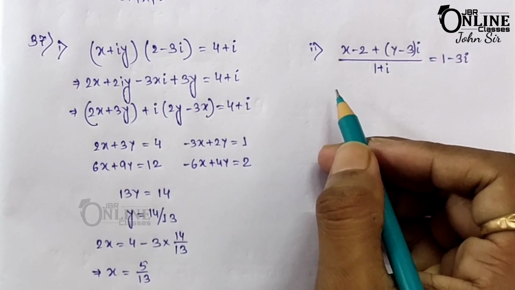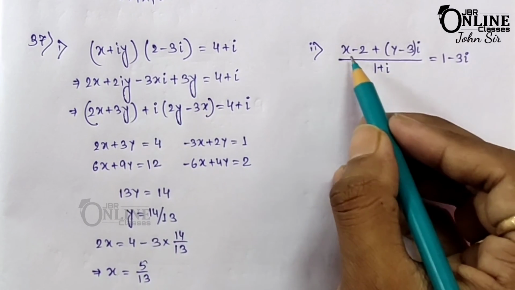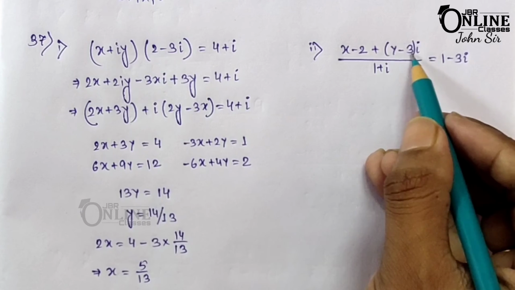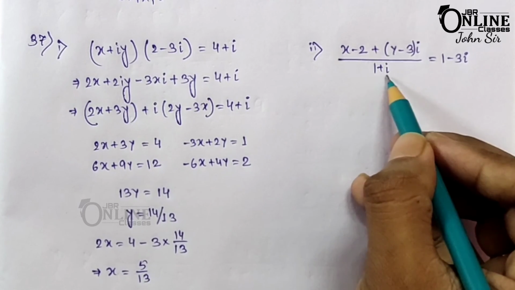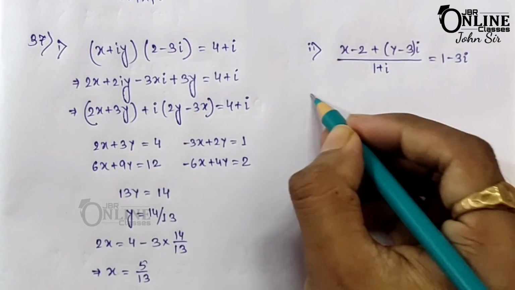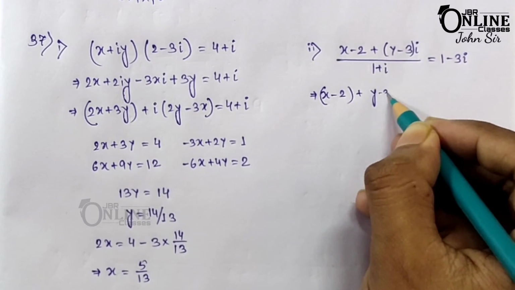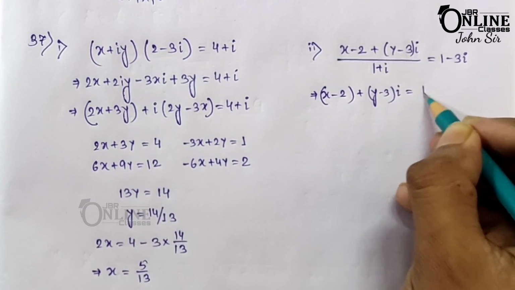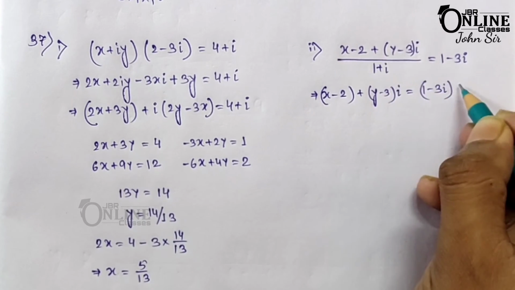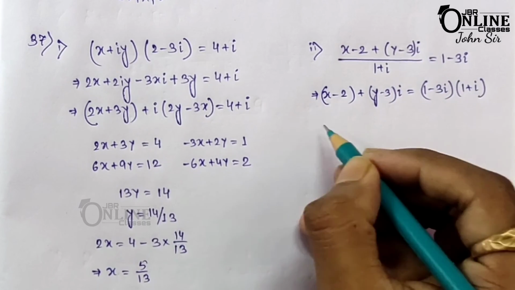Now the next one, number 2. In number 2 you have (x minus 2 plus (y minus 3)i) divided by 1 plus i, that equals 1 minus 3i. So you can also write this one as (x minus 2) plus (y minus 3)i equals (1 minus 3i) multiplied with (1 plus i).